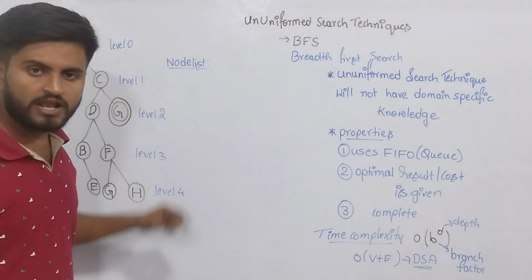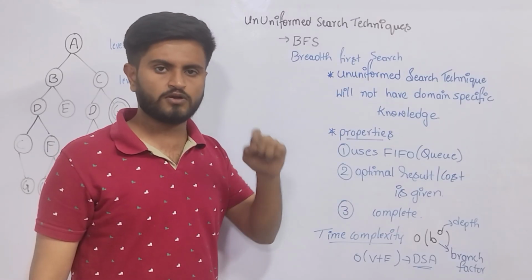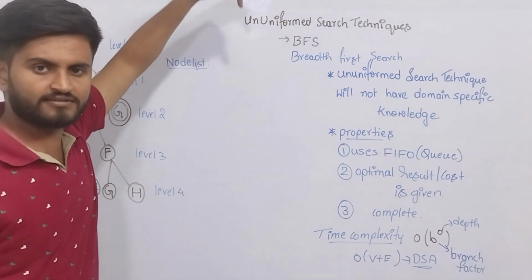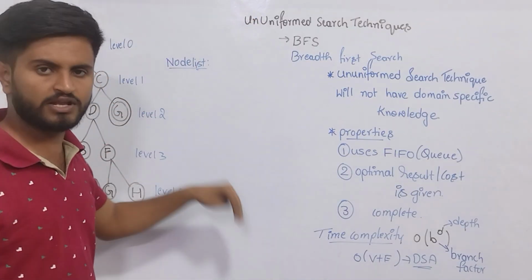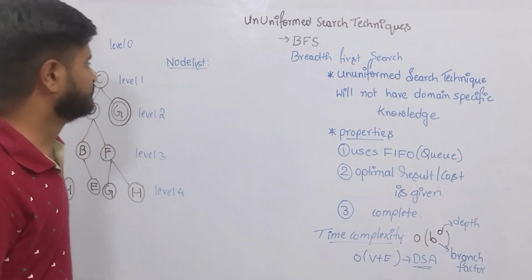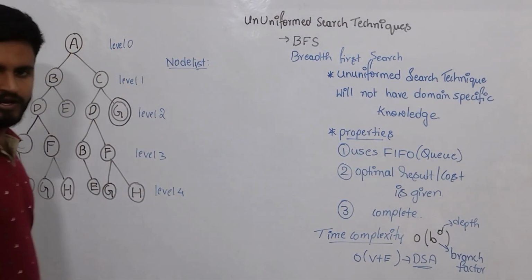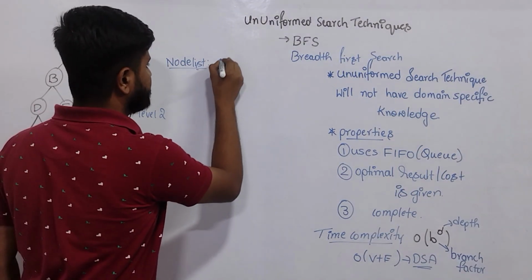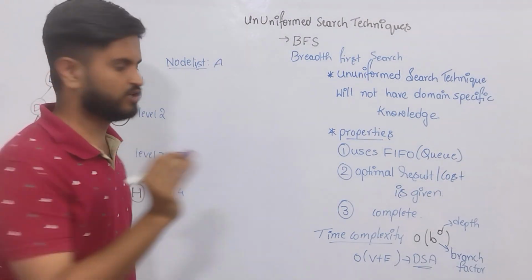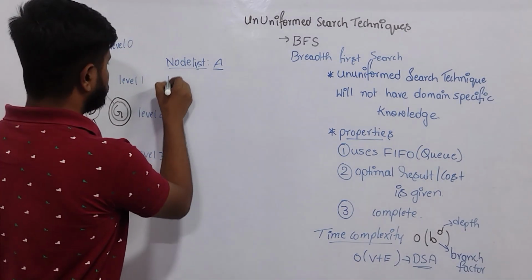Now, level by level, left to right. In BFS, the funda you must follow is level by level, that is upside to downside, and left side to right side. The node list starts at the 0th level. At the 0th level I have only one node, that is A. So what will I do? I will expand that node.